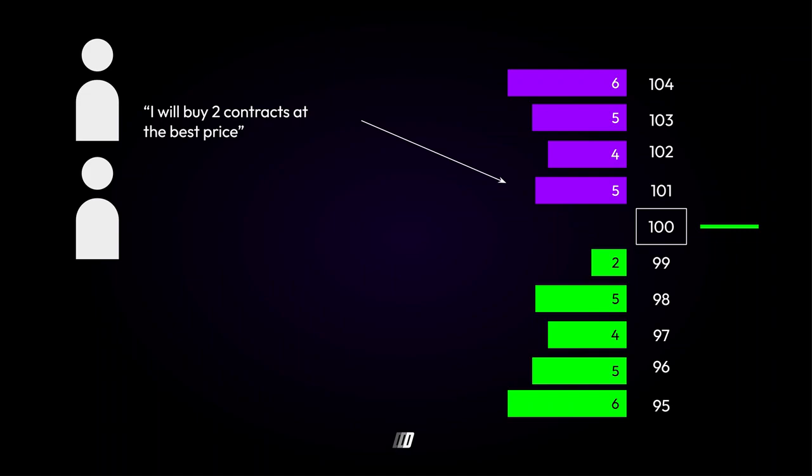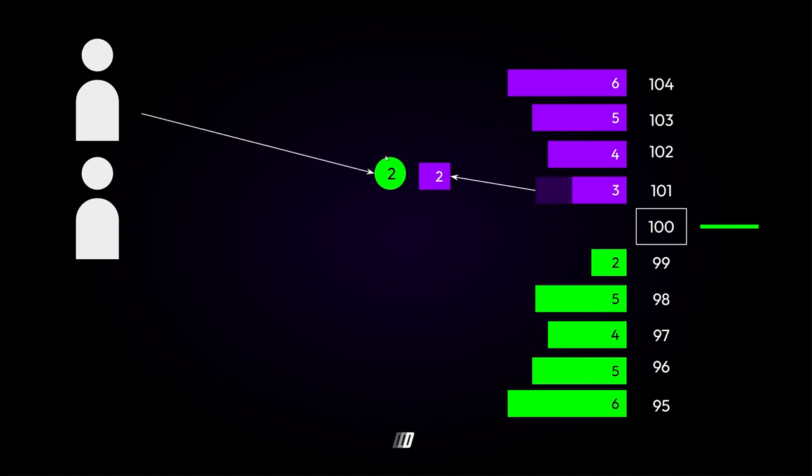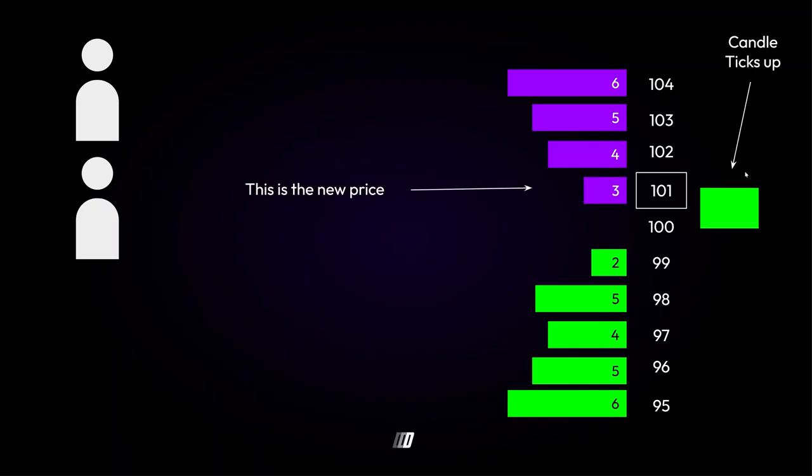Now another one comes, says, I will buy 2 contracts at the best possible price. Well, those 2 contracts are matched with 2 contracts from those 5 that were here at 101. That's a match, and boom, price ticks up. And that's because the new price is wherever there was at least one match between an aggressor and a resting order.